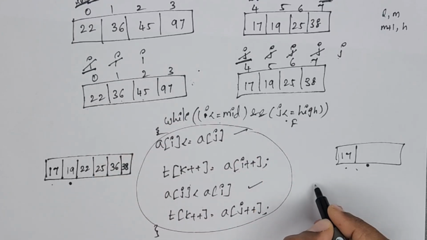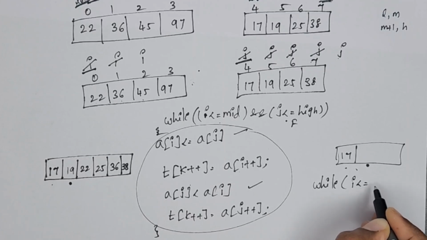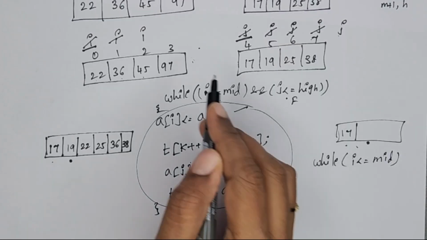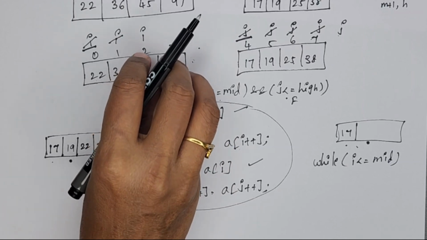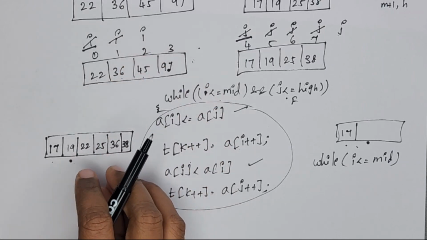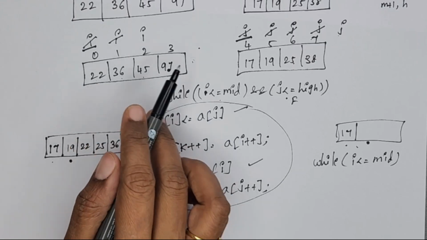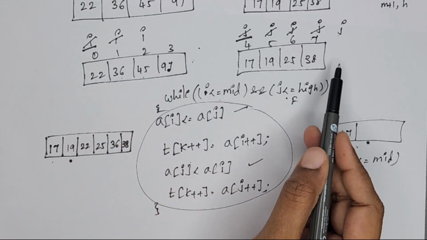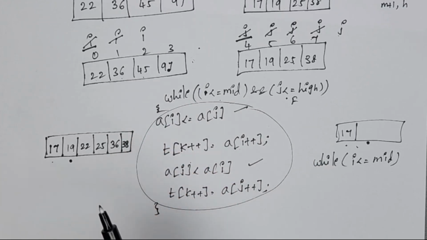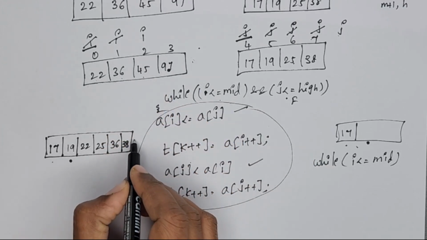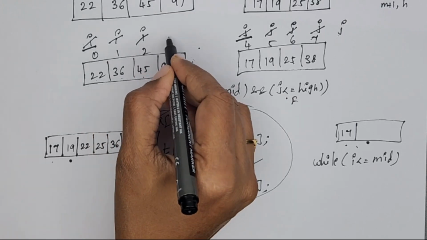See, to check means while I is less than or equal to mid. Now, is I less than or equal to mid? Yes. It means that a few elements are left in this array which are not copied into the temporary array. Now there is no jth element, so no comparison is needed. Directly you can copy the ith element. What is the ith element? 45. Okay, 45 you can copy and increment I.